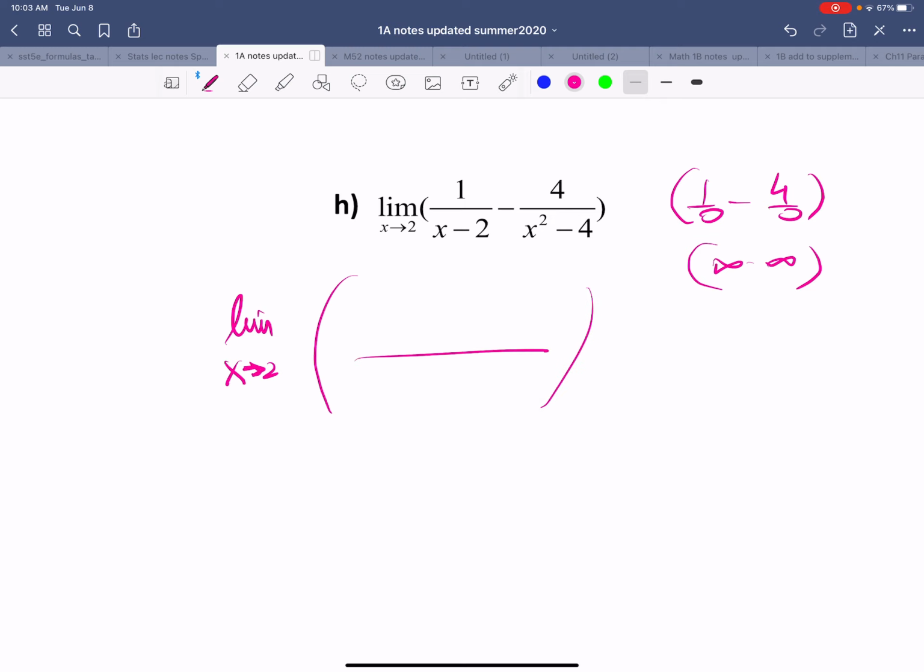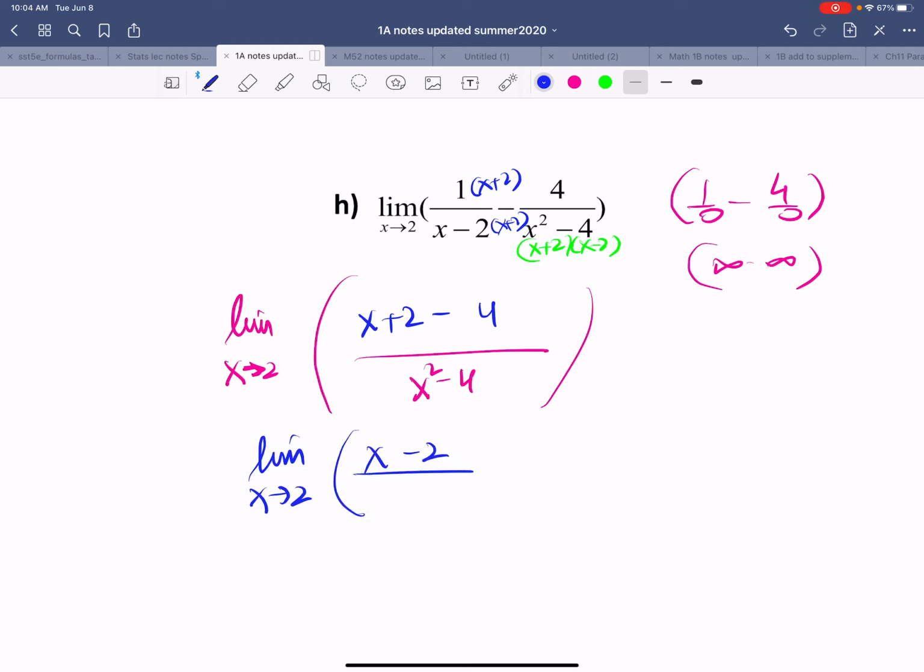And it seems like I can get a common denominator, because x squared minus 4 factors into x plus 2 times x minus 2. These are the factors. So that means I'm going to have to multiply the first fraction by x plus 2, numerator and denominator. So x plus 2 minus 4 is what I'm left with. Limit as x approaches 2 of x minus 2 over x plus 2 times x minus 2, and see, I'm able to cancel this.